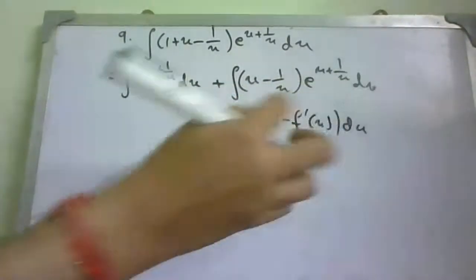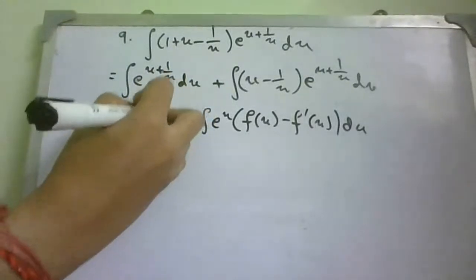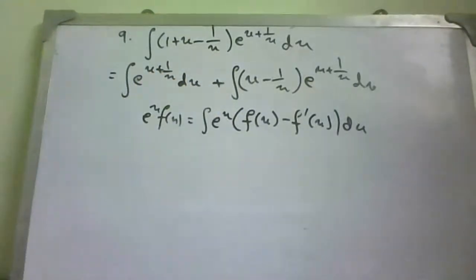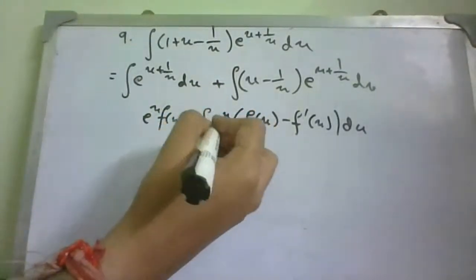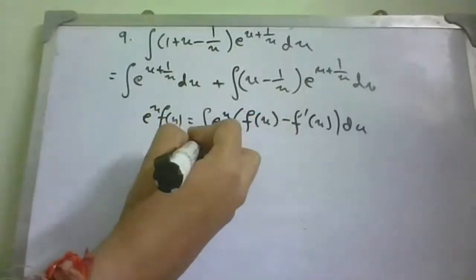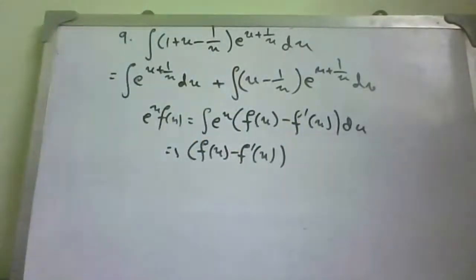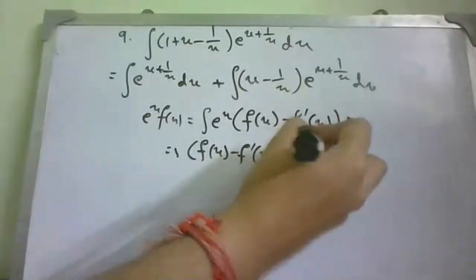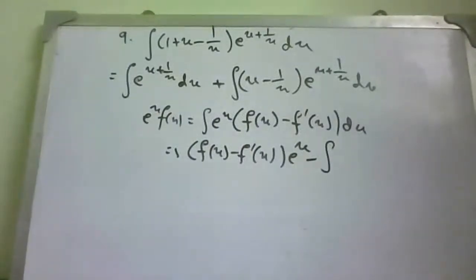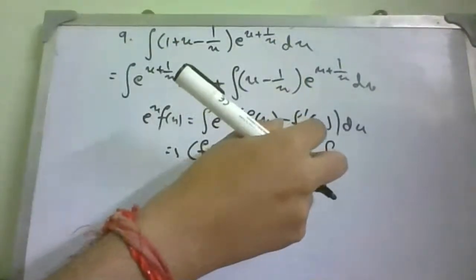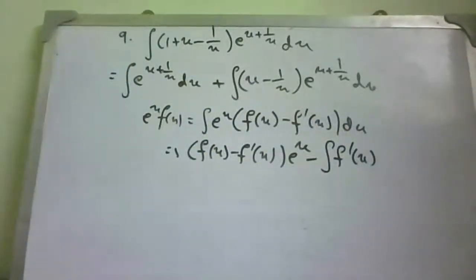Okay, so let's prove why this thing actually holds. Let's try to prove this. Now, if we apply by parts, then obviously this is the second function, e to the power x is always a second function. So we have this as the first function. Minus integral of the differentiation of this particular thing. This is f dash x.